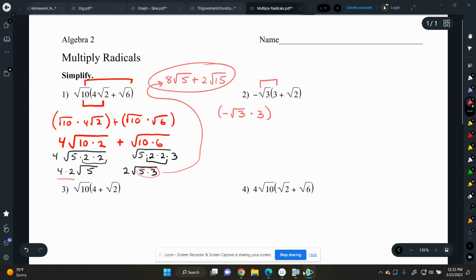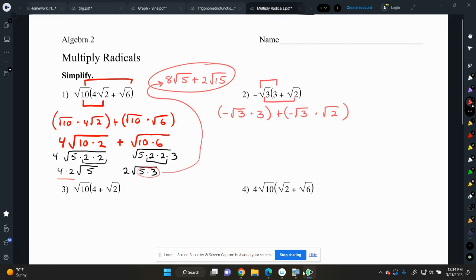Okay. So let's see here. We are distributing. So we've got negative square root of 3 times 3 plus... we're going to distribute negative square root of 3 times the square root of 2. Okay.